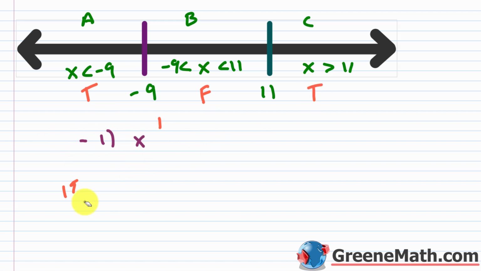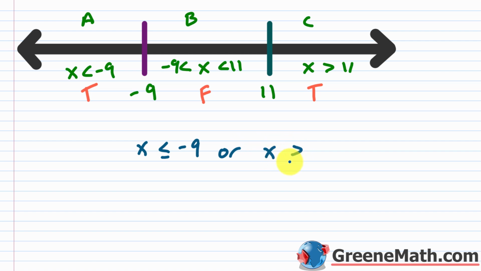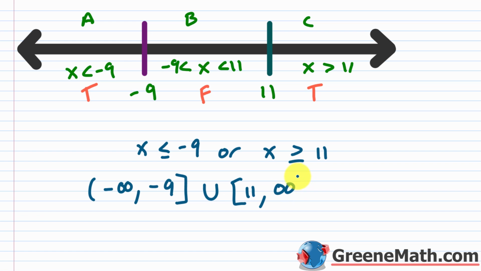Let's get rid of this and let's write our solution now. And again, these critical values here, negative 9 and 11, will be included. So x can be less than or equal to negative 9, or x can be greater than or equal to 11. And then in interval notation, we'll have from negative infinity up to and including negative 9. So you want to use that bracket there. And then the union with here, we want to use a bracket next to 11. And then comma, we're going to go out to positive infinity.